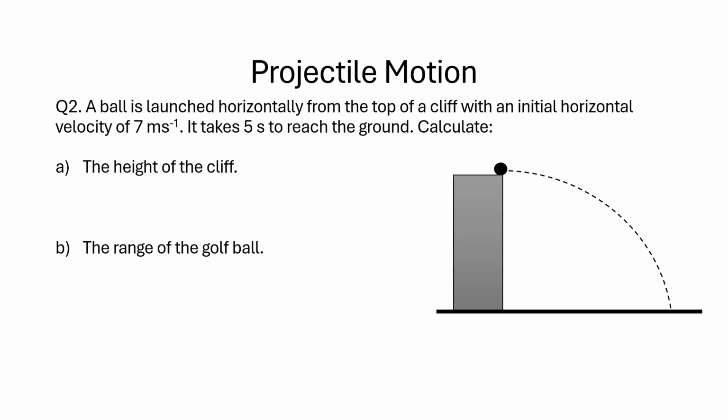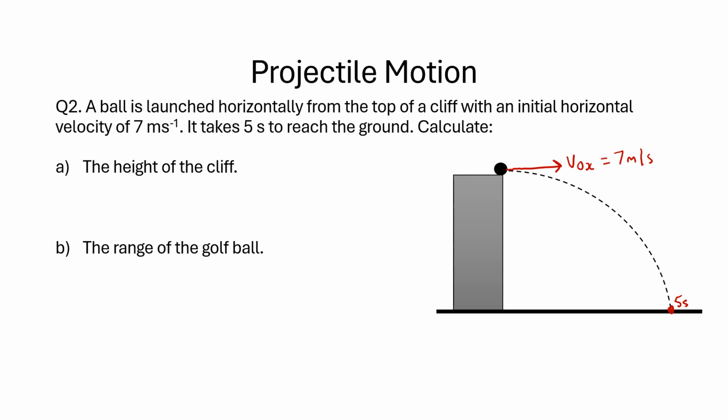A ball is launched horizontally from the top of a cliff with an initial horizontal velocity of 7 meters per second. So here I know the initial horizontal velocity, so v naught x is equal to 7 meters per second. It takes 5 seconds to reach the ground level. So it took 5 seconds to reach the ground level. Okay. Question A, calculate the height of the cliff.